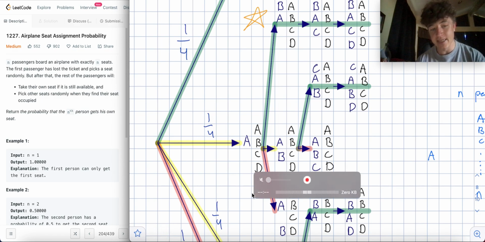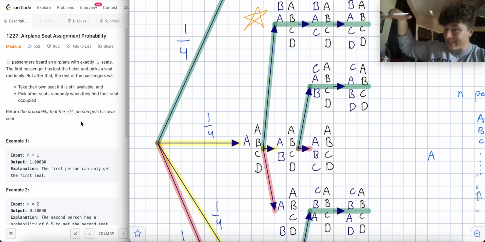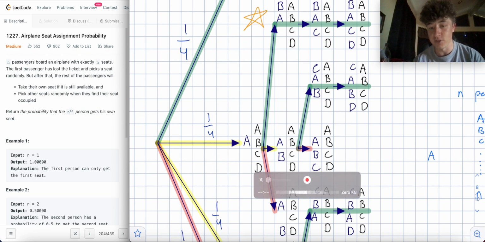If B chooses D, then the problem's over, because we want the probability that the nth person gets its own seat. If somebody chooses the last seat and it's not the last person, that's going to cause this whole thing to fail. So we don't need to keep extending the problem. We just stop here.